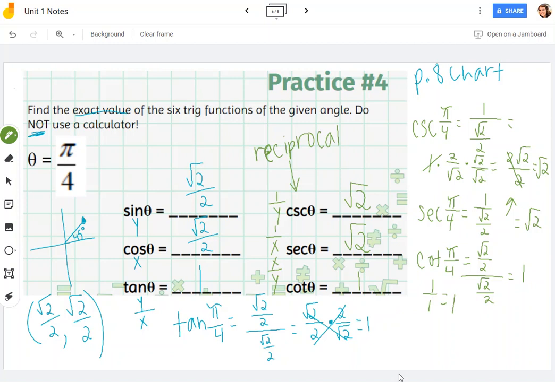So go ahead and try one now on your paper. Again, you already did these on the chart on page 8 for homework, but this is a little more about why and how to do it.